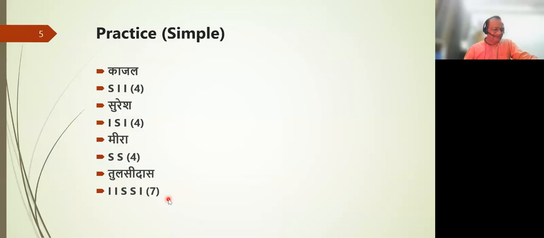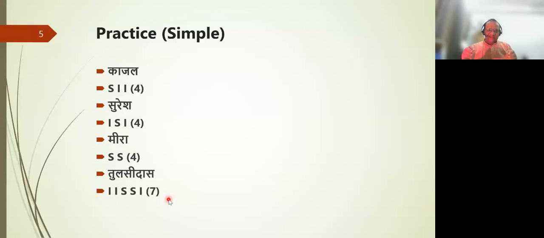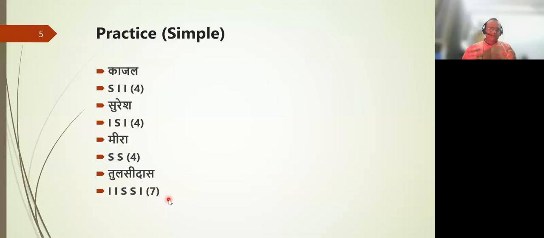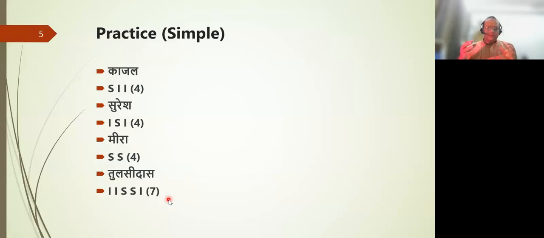Total 7 matras. Okay. So today we have discussed what is Chanda, what are the rules about Chanda, and how to count the matras. Today we have done some simple exercises on how to count these matras. Next class, we will do a little more advanced exercise where we will discuss compound words, compound syllables, and syllables using anuswar, visarg, and halant. So all those practice we will do in the next class. We conclude our class today here.